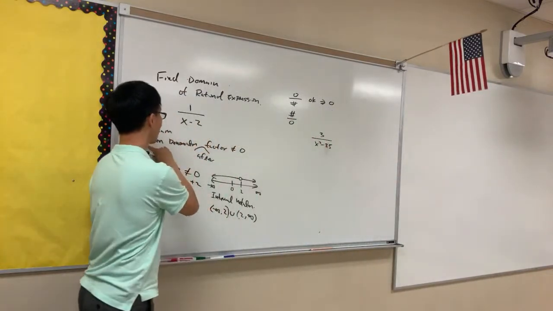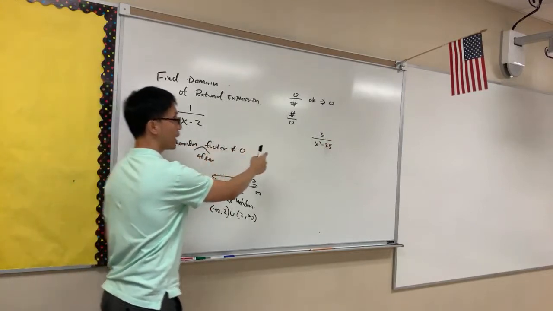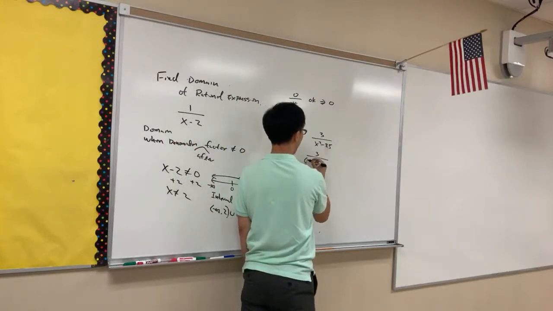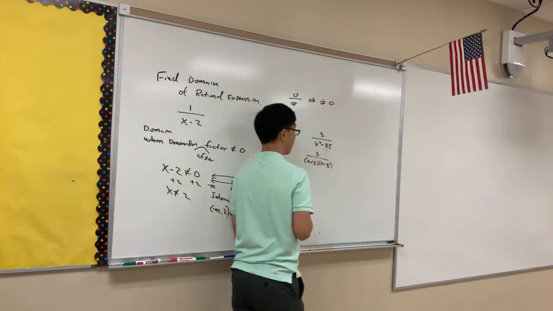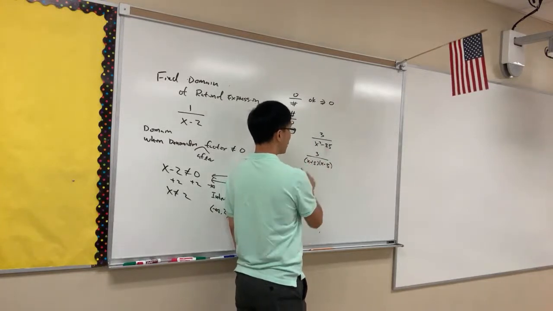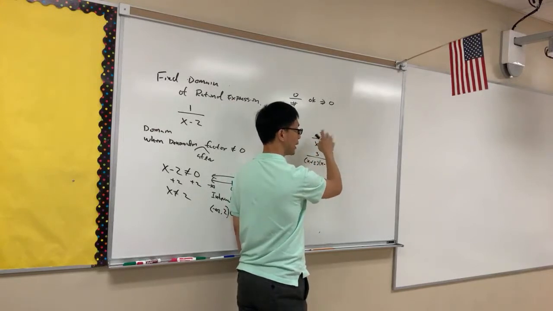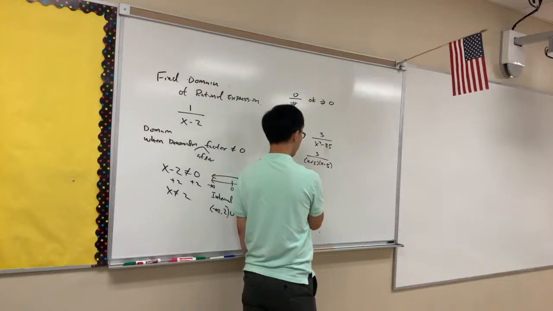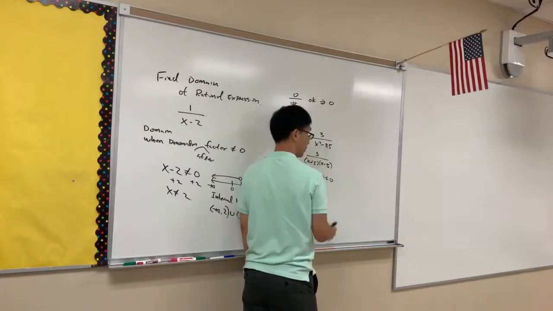So what did I say? When the denominator, after factoring. So you have to factor this, right? So I'm going to factor this: x plus 5 and x minus 5, right? And then, do I care about the numerator? No, the numerator can be whatever, any function, it doesn't matter. But the denominator is the key. So x plus 5 times x minus 5 cannot equal 0.